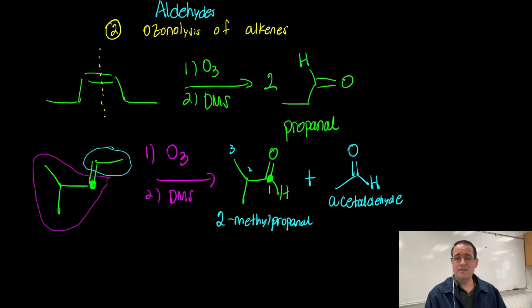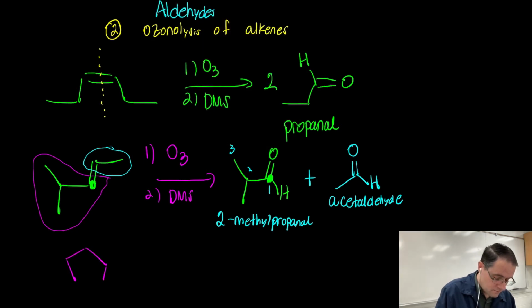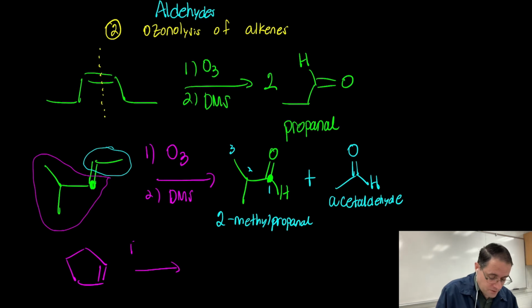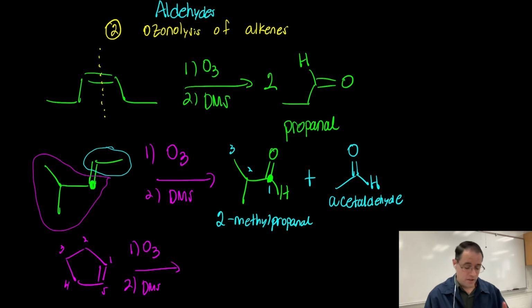Now lastly, I want to talk about cyclic alkenes. It is possible to have a cyclic alkene. Okay, so here I'm not putting interesting things on there. I'm just doing cyclopentene. And when I treat this with ozone and dimethyl sulfide, I'm going to form a total of 5 carbons.